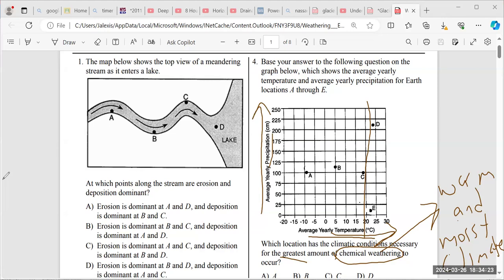So I'm looking for an area that is the warmest, and I'm looking for the letter that'll let me know, hey, this is going to be a very wet climate. So the average yearly precipitation is going to be high. The one that's the warmest and the precipitation is the highest is going to be choice D. That's why your correct answer is choice D.